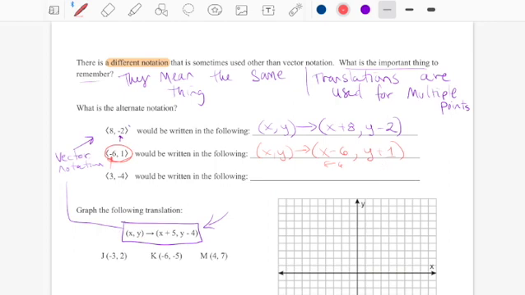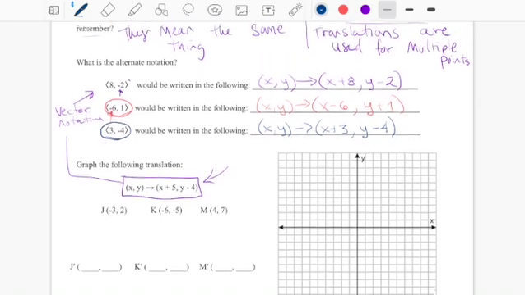Exact same thing. So the last one, this vector is positive 3 on the x and negative 4 on the y. So we would say x, y, arrow, x plus 3, y minus 4. And actually, this is the one that comes up more frequently. So you'll see this one a lot more.